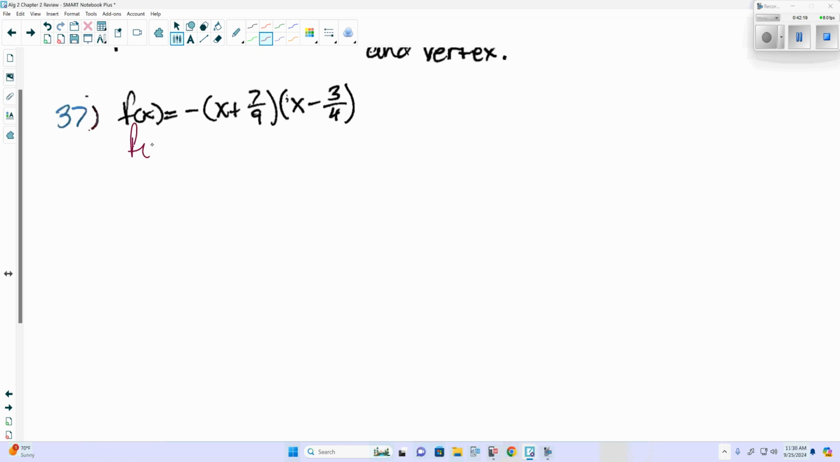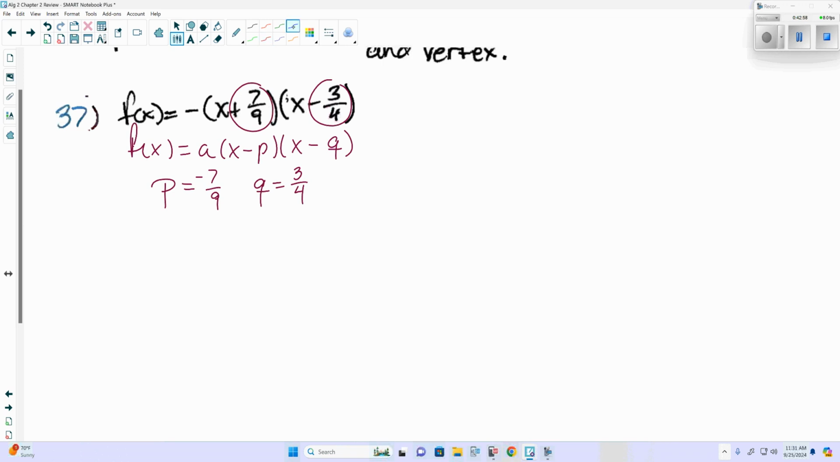Because this is our f of x, or y, is equal to a times x minus p times x minus q. So here, the main thing we need to find is the value of p and the value of q. Now, our p and q come from inside the parentheses, and we do flip the signs. Since the 7/9 is plus, it's going to come out as negative. The 3/4 is negative. It's going to come out as positive. We flip those signs when they come out of the parentheses.